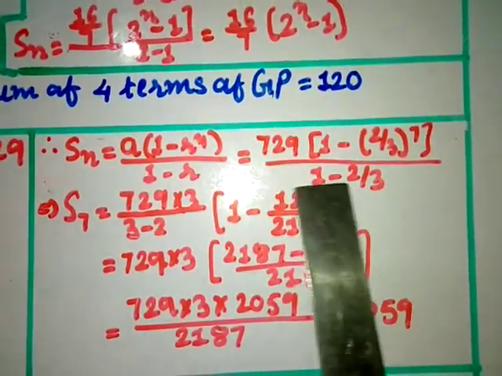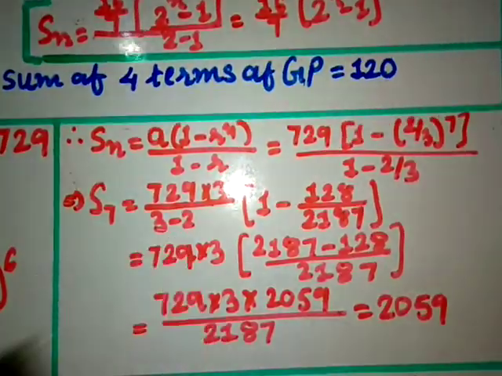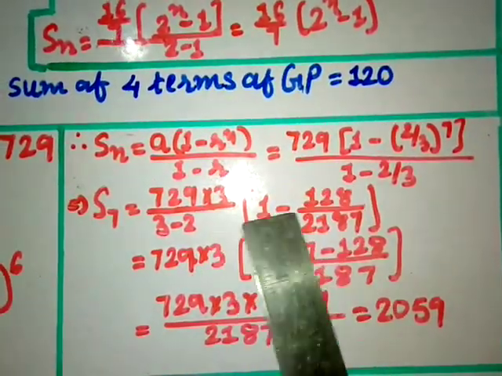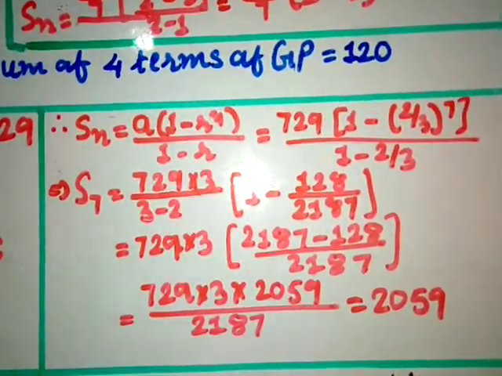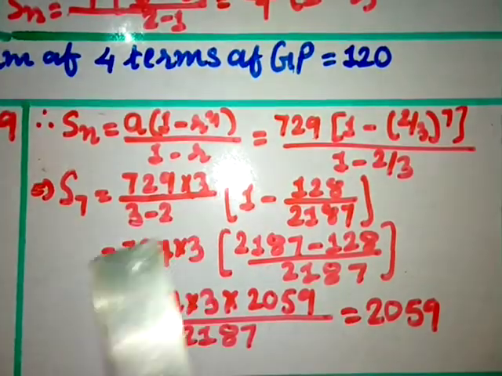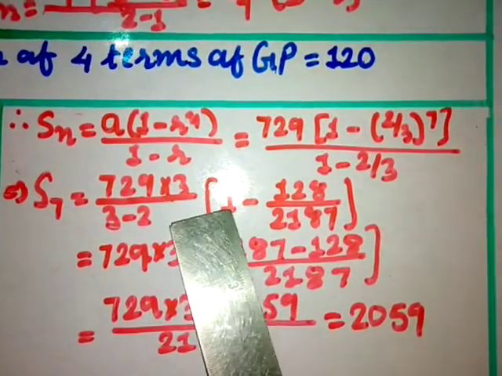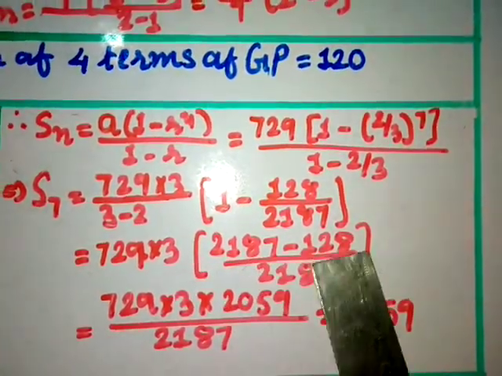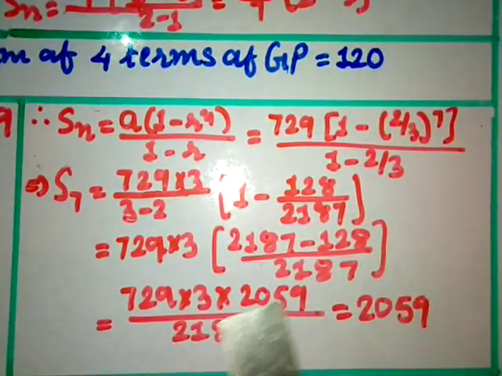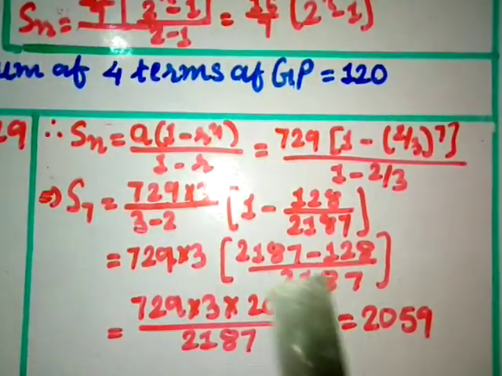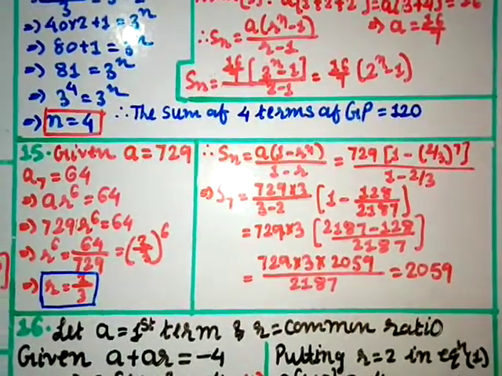This, if I am taking LCM, 3 minus 2, and this denominator I am taking in the numerator, so it is into 3, and this here 3 minus 2, taking LCM in the denominator. Here 1 minus 2 power 7 is 128 and 3 power 7 is 2187. 3 minus 2 is 1, so I am not writing here. 729 into 3 as it is. Take LCM, so here when you multiply with 1, you get 2187 minus 128 divided by 2187, right? Now this is 729 into 3 as it is. This difference is 2059 divided by 2187. To simplify, this you get as 2059. So that is the sum of the 7 terms, or S7.